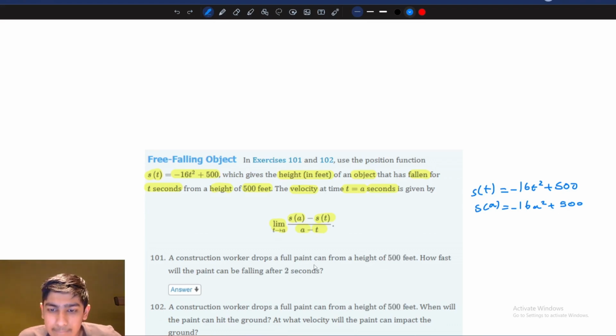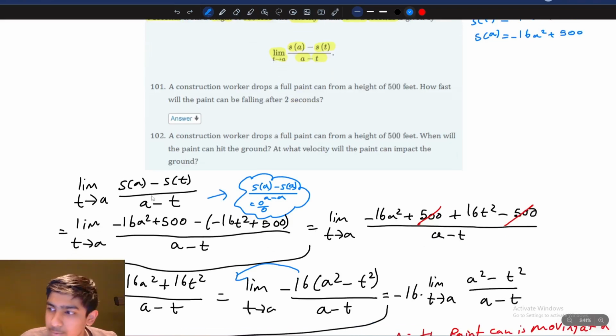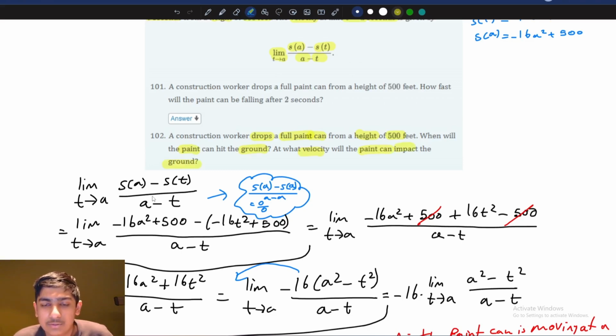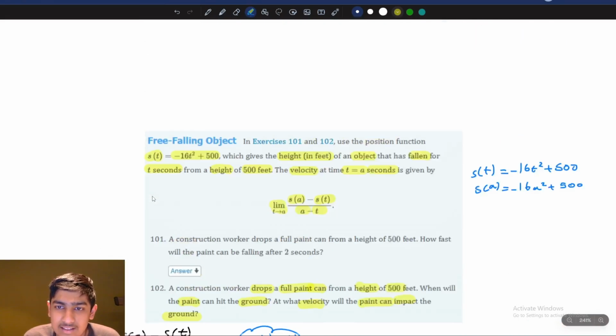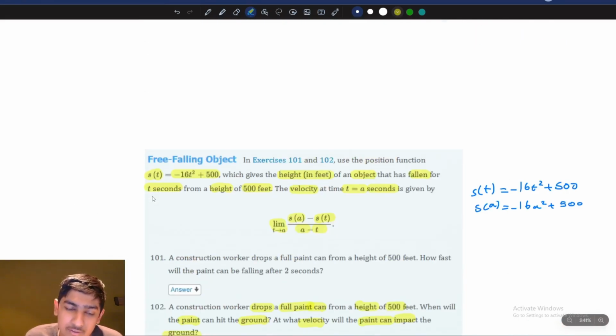All right, so now we have 102, and this one is probably a problem that you could have done in Algebra 2 or even Algebra 1. A construction worker drops a full paint can from a height of 500 feet. When will the paint can hit the ground? At what velocity will the paint can impact the ground? Let's first do the first part. A full paint can from a height of 500 feet. Our constant in the given equation was 500, and this is negative 16t squared plus 500.